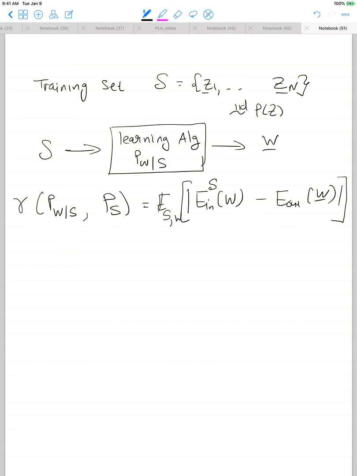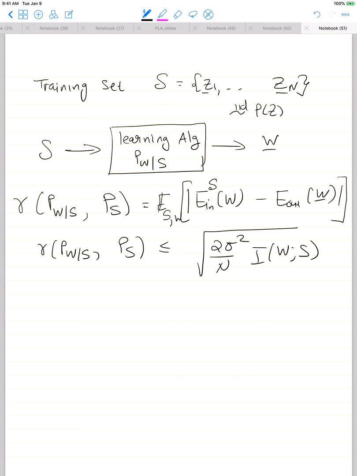This is what we are interested in bounding. What we want to show is that gamma of P of W given S and PS is less than the square root of 2 sigma squared over N times I of W and S. This is our aim.